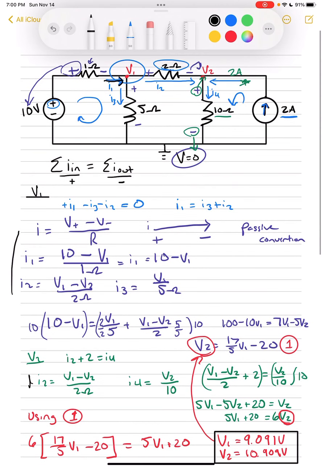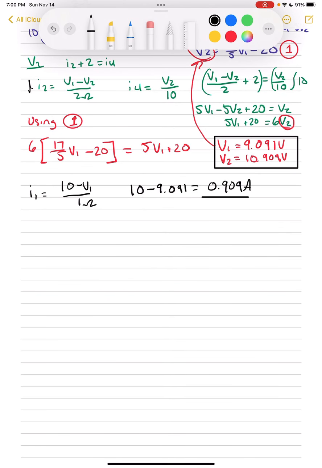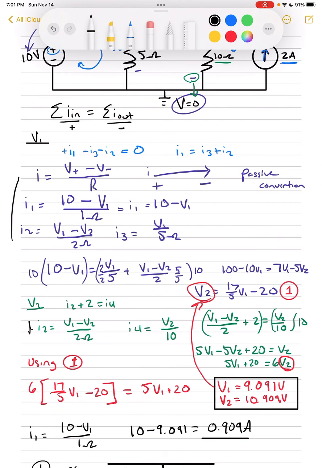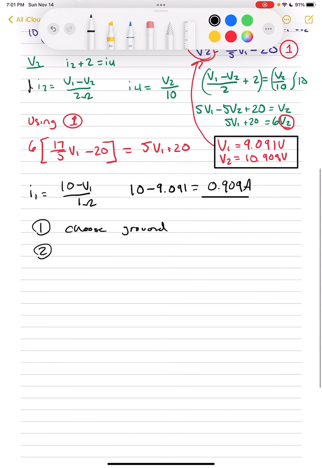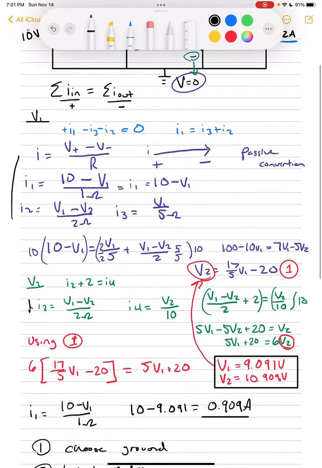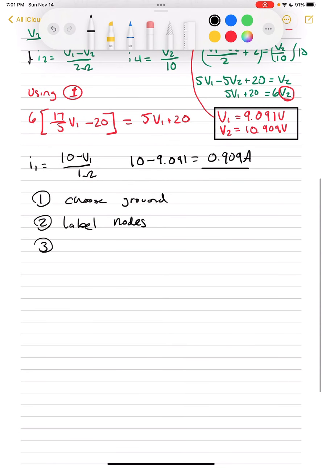So just to recap, let's go over the steps that we need to take in order to perform nodal analysis one more time. So first, you choose a ground, right? And what that did was allow us to make a reference point where the voltage was equal to 0. Once you've chosen a ground, the next thing you do is label your nodes, right? That's when we labeled them V1 and V2.